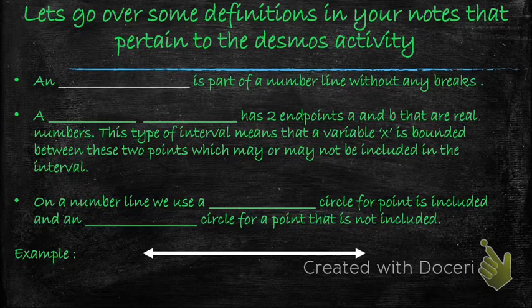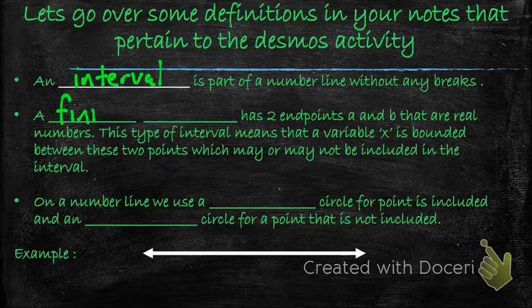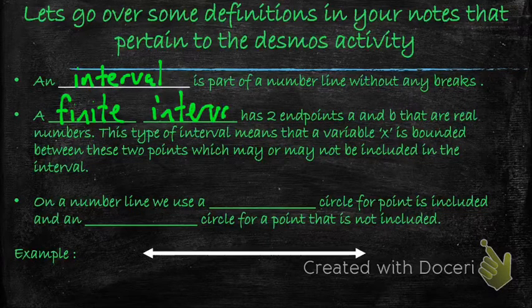So the first thing we're going to talk about, this is part two, talking about intervals on a number line. So an interval, don't make fun of my voice for cracking, an interval is part of a number line without any breaks, and we're going to talk about a few different types of intervals. The first one is called a finite interval. You might want to pay attention to that because it may be on a quiz.